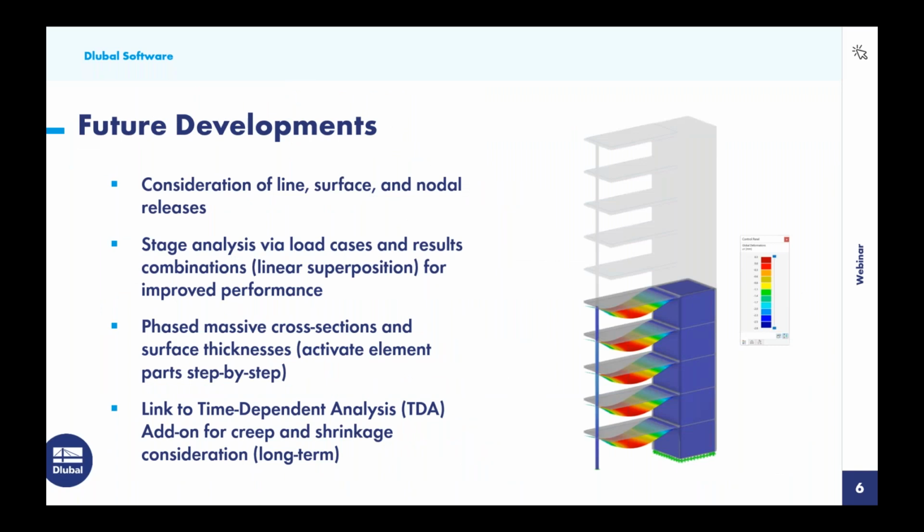So we recently added in RFEM 6, which we already had in RFEM 5. It just took a little while to get them into our new version RFEM 6, but we now do have line, surface, and nodal releases, and these will eventually be added to the construction stages analysis consideration. Remember, all of those options to turn on or off for activation or deactivation, we'll add in these elements as well. I had already mentioned the stage analysis via load cases and results combinations utilizing linear superposition.